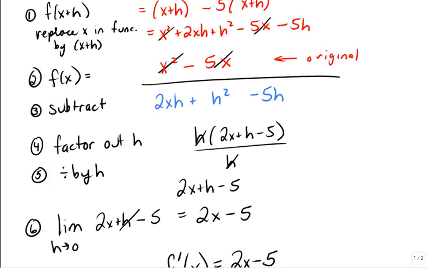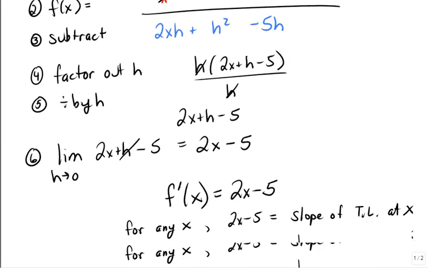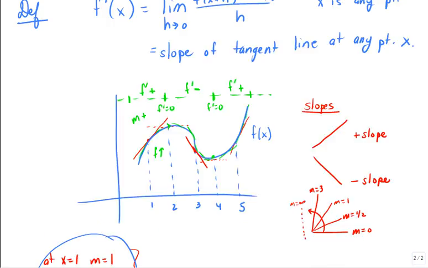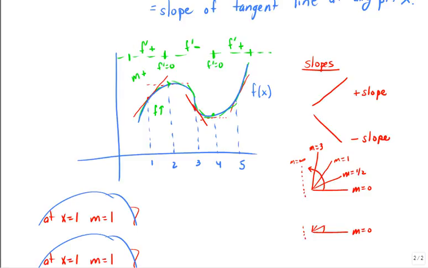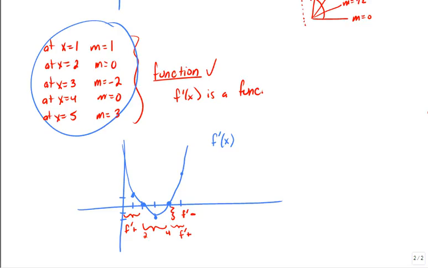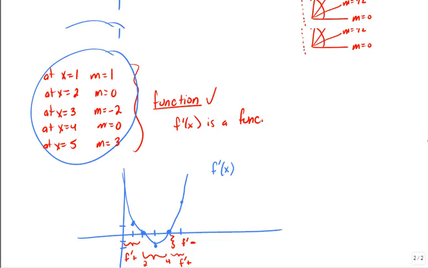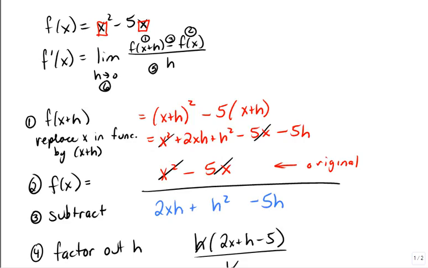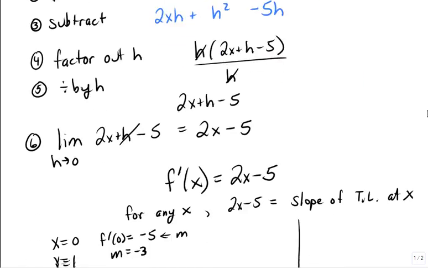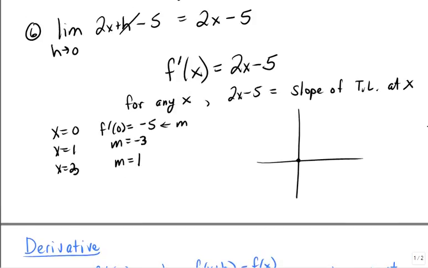So for our original problem, the point that it goes through is 0, 0. Let me go back here. Okay, right here. For the original function, x and y, 0, 0. So at 0, 0, my slope is negative 5. Well, that's pretty steep. So the slope is negative 5, so it goes like that.